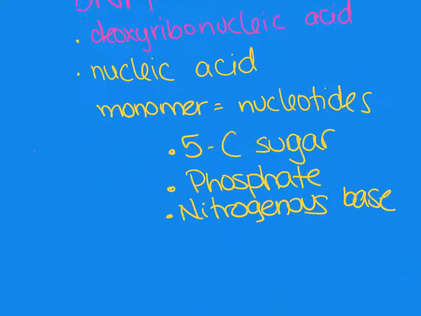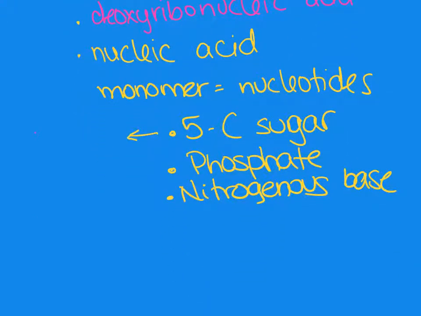In this case, what's our 5-carbon sugar for DNA? What's its name? Pentose describes it, tells me that it has 5 carbons. What's the name of the sugar that's in DNA? Deoxyribose. So the name of the sugar in DNA is deoxyribose. In RNA, it's just ribose. So deoxyribose is the specific name of it.